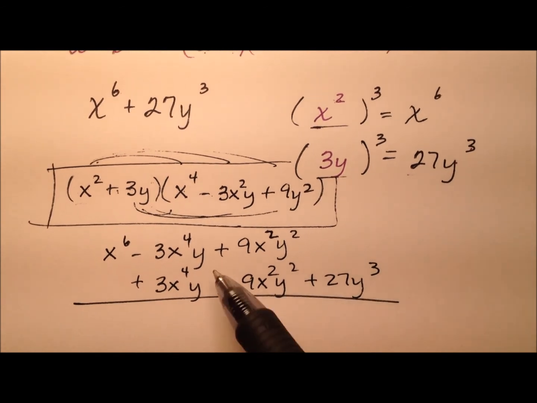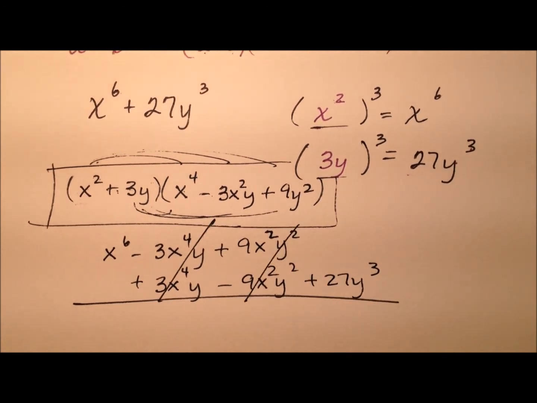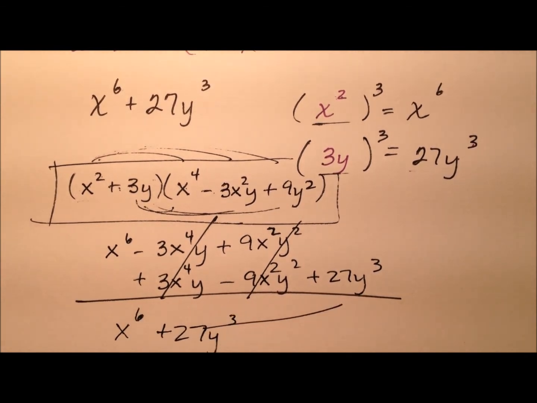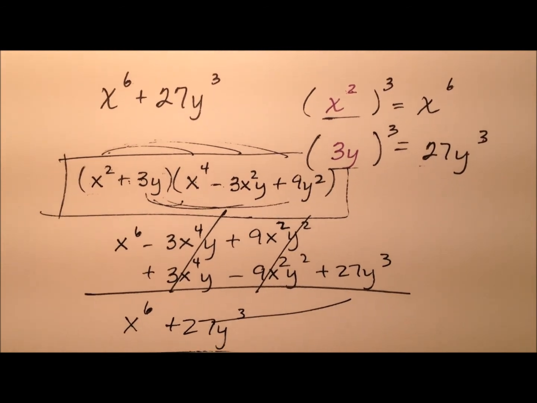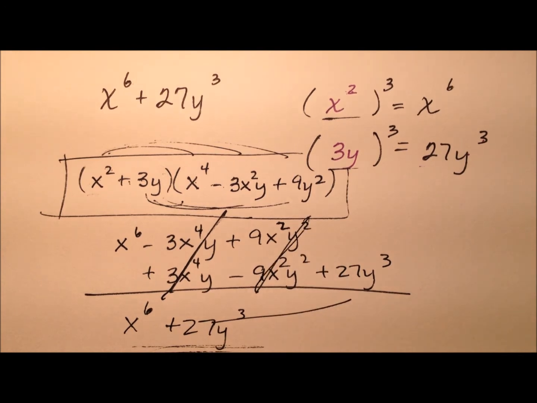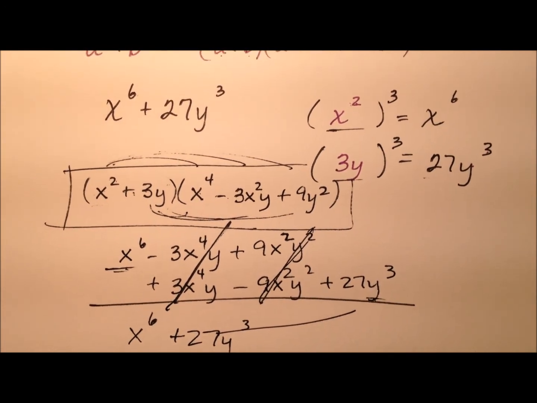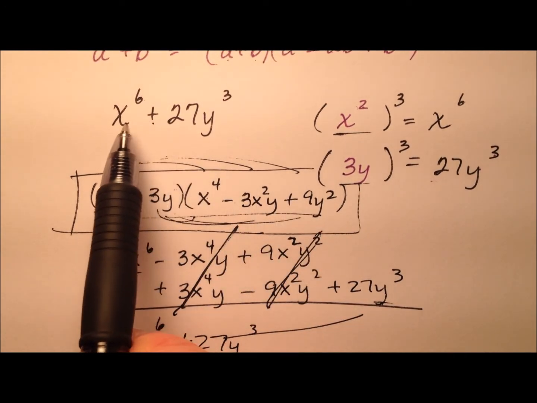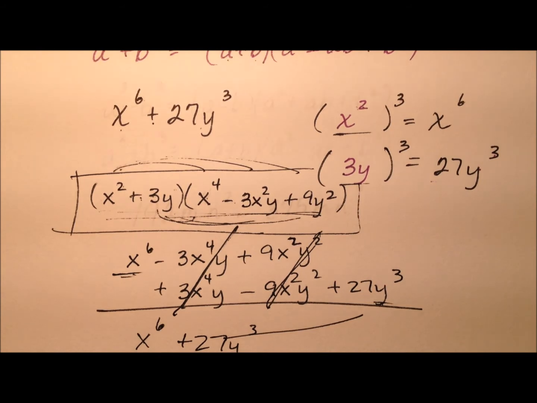So what do you see automatically? Well, we have a lot of terms that cancel, and we're left with the x to the sixth and our plus 27y cubed. So you can see that the formula works by canceling out a lot of these terms, and you're just left with your a cubed and your b cubed. So here's the factorization for the first example for the sum of two perfect cubes.